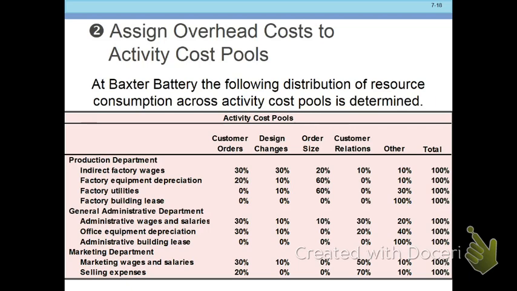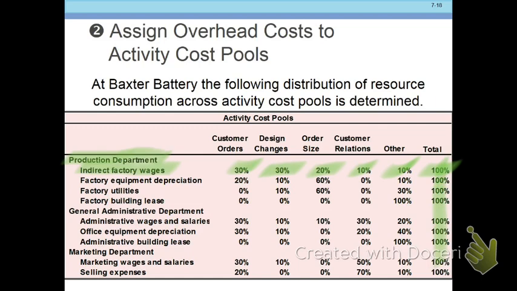Now, this is where my buddy with a stopwatch came into play. You'd have to do some analysis to figure out exactly what you're looking at. But notice what they've done. They've taken the production department and indirect factory wages and they put 30% on customer orders, 30% on design changes, 20% on order size, 10% on customer relations, 10% on other, for a total of 100%.